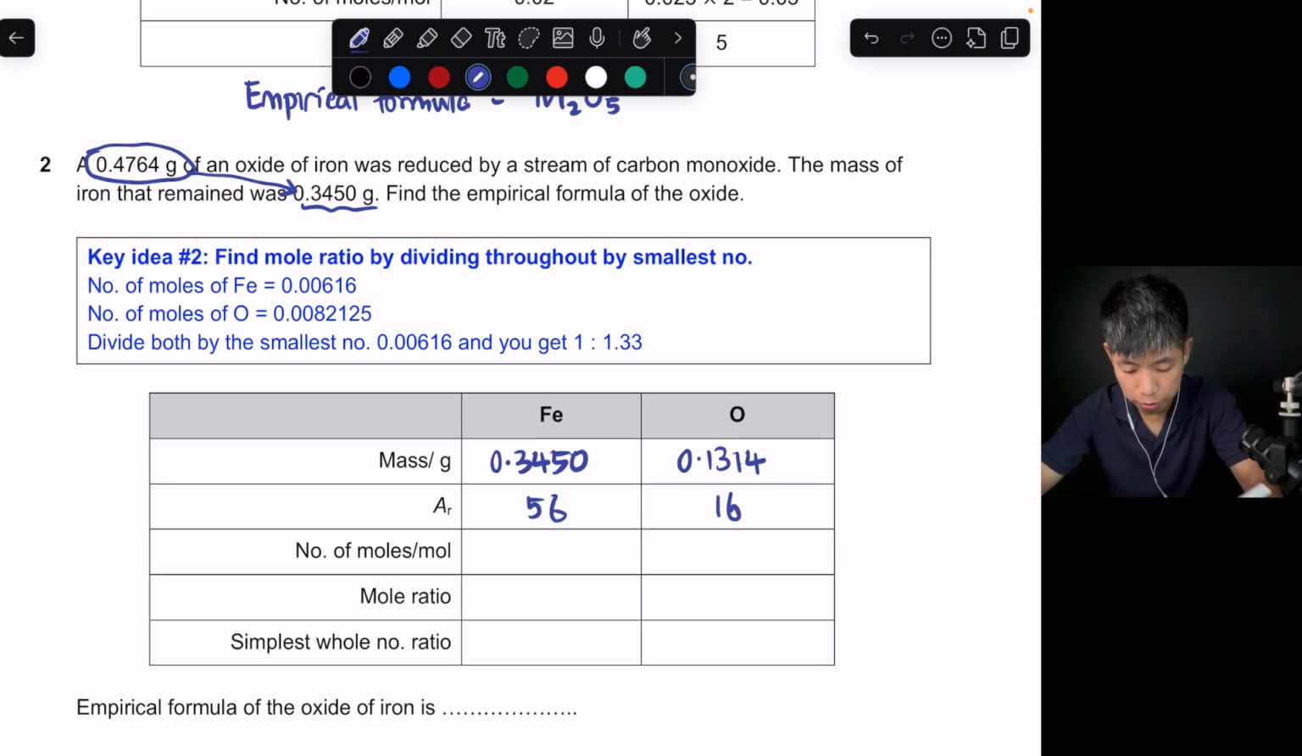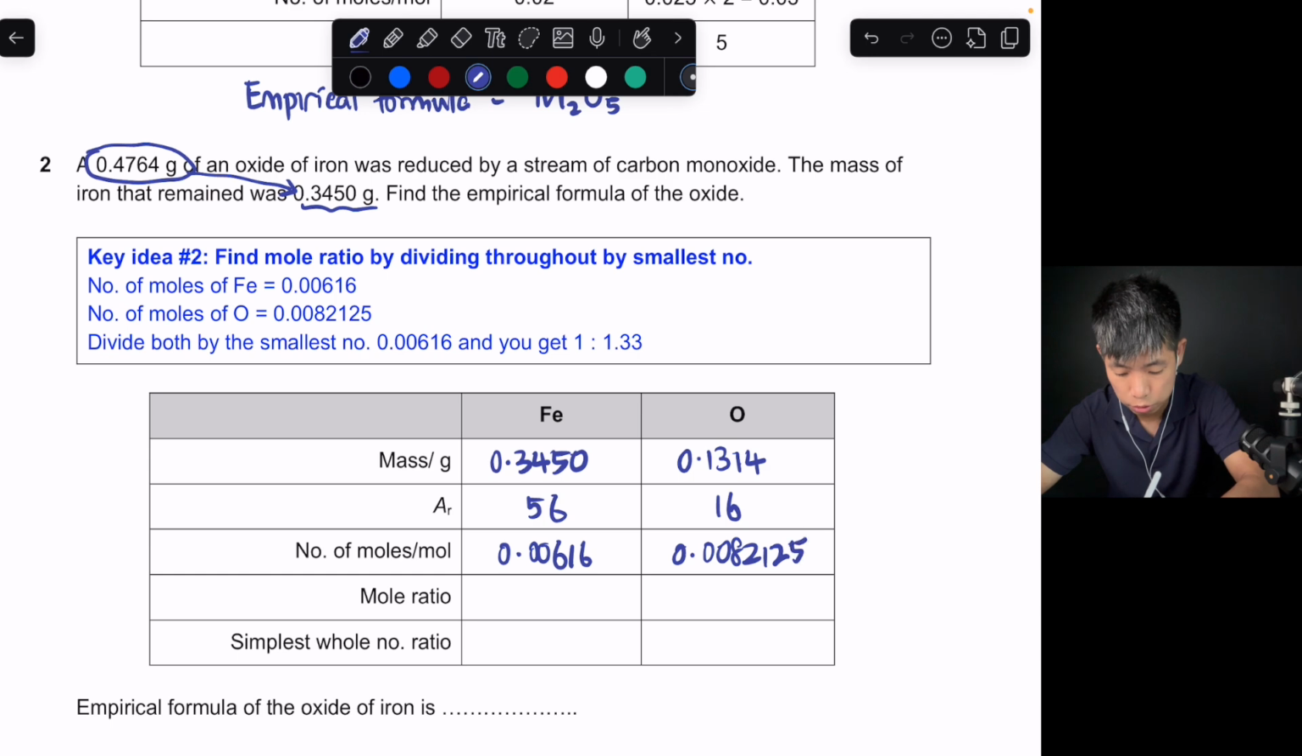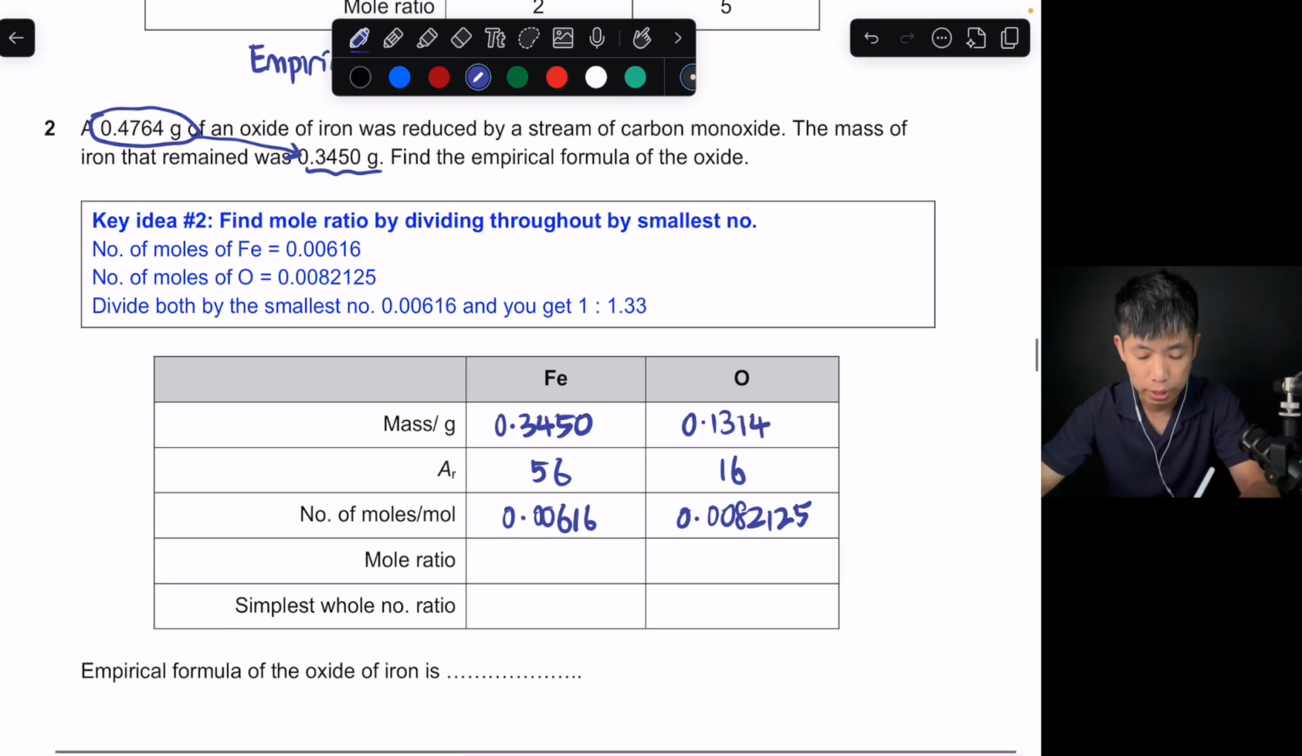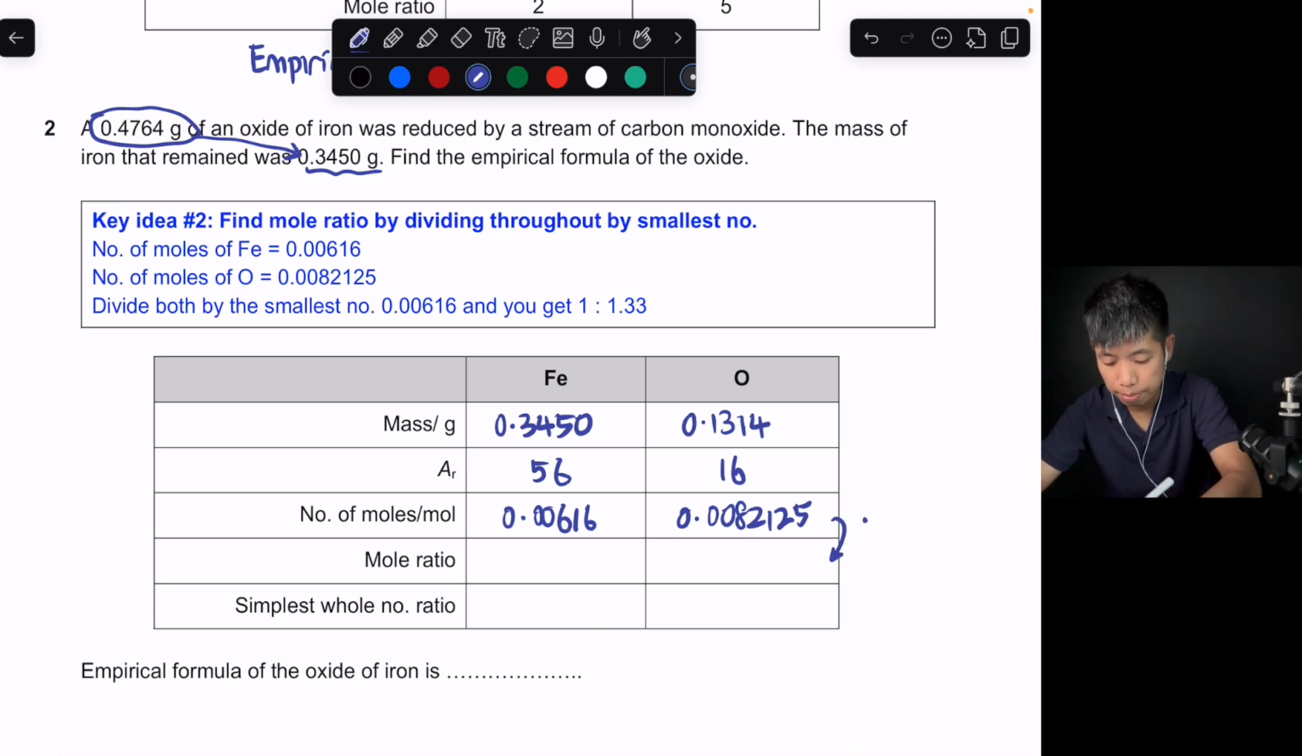So we find number of moles, mass over molar mass, you have 0.00616 here and 0.0082125. If I ask you what is the ratio of these two numbers, it's a bit difficult to figure out like this because it's not whole number like the first example, 2:5. What you can do is to divide by the smallest number.